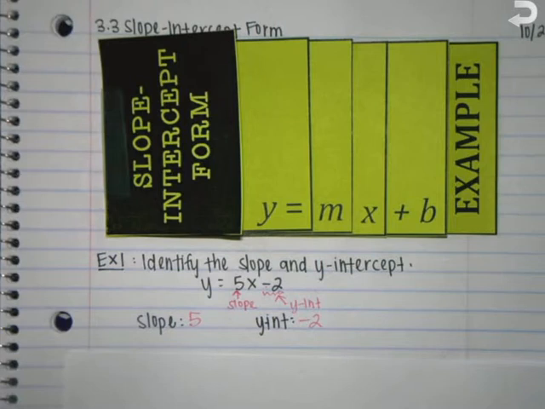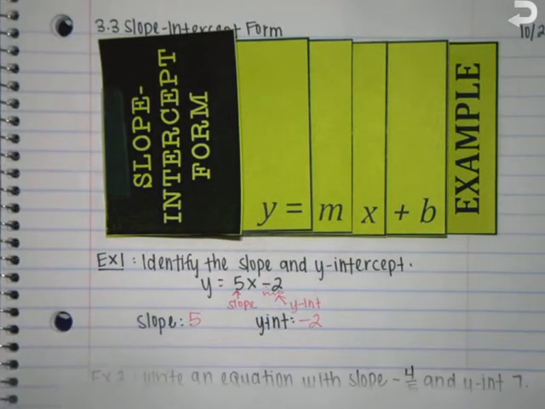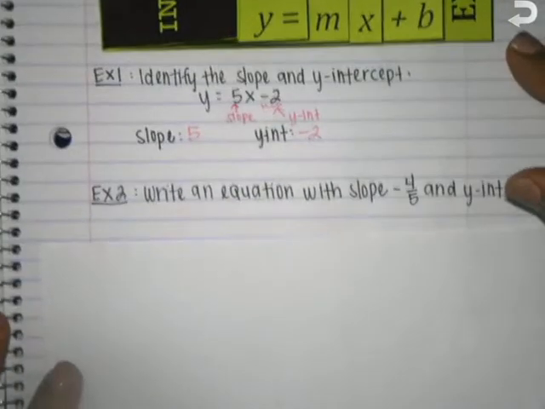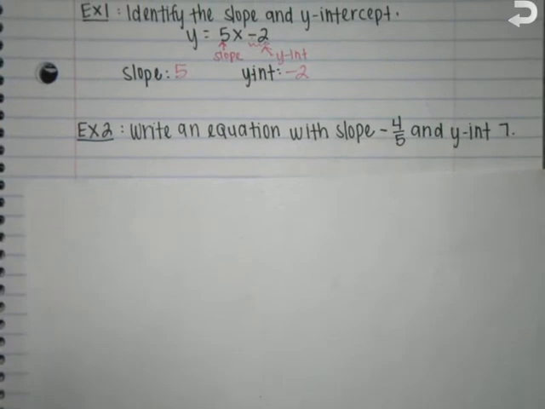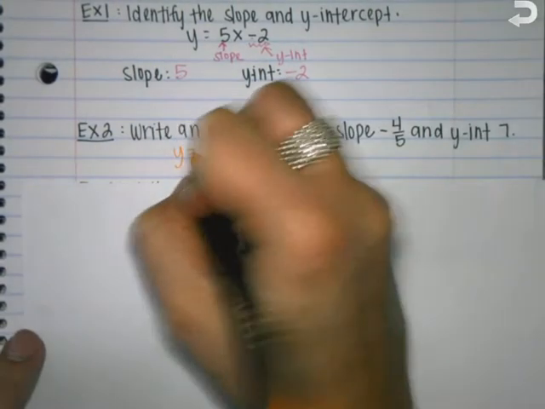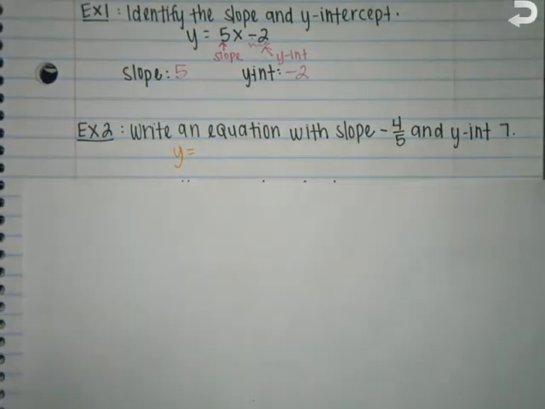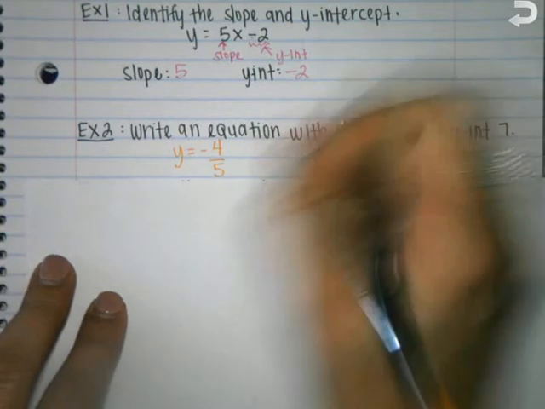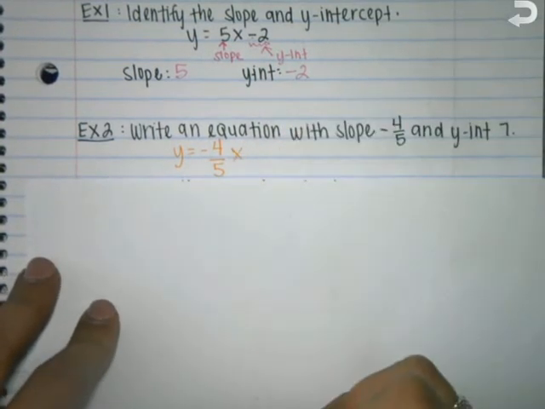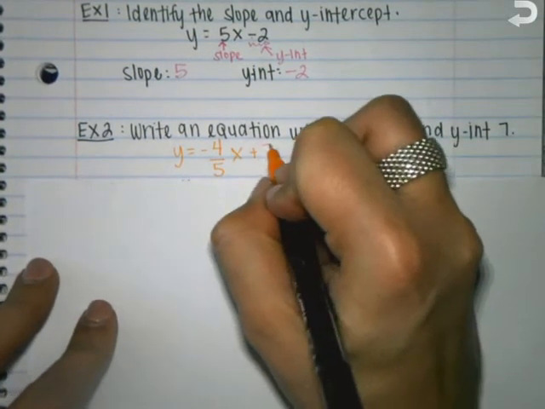For the next one, I'm going to give you a slope and a y-intercept, and we're going to write the equation of the line. Example 2: write an equation with slope negative 4 over 5 and y-intercept 7. We're basically just going to take these pieces and plug them into the slope-intercept form. So it starts with y equals m. What's m? Negative 4 over 5. X gets to stay x, plus b, which is positive 7. There's your equation.